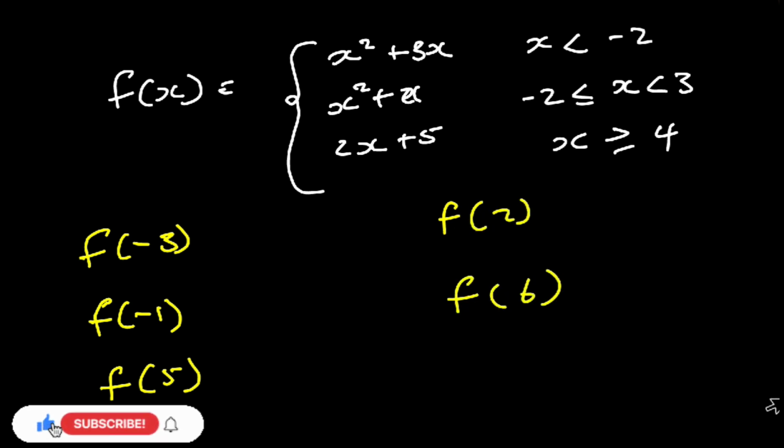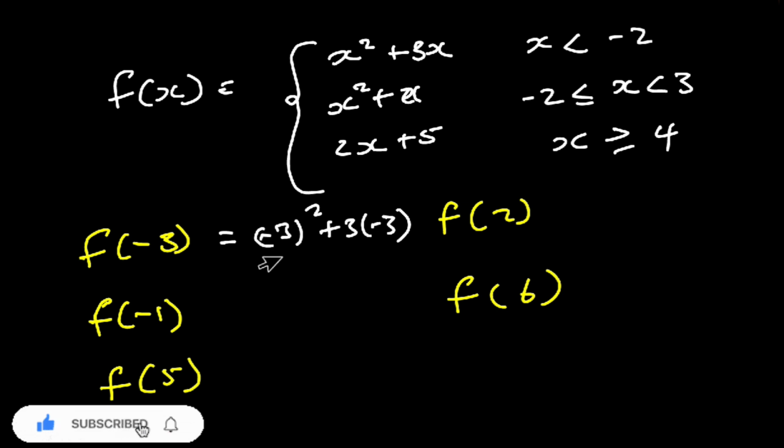So I want you to pause this video and try out this question. When you are done solving it, you can resume. So f of negative 3, when x is negative 3, which formula are we going to use here? So let's evaluate f of negative 3. So note that negative 3 falls within this range because negative 3 is less than negative 2. So we're going to plug in negative 3 into this function here. So we have negative 3 squared plus 3 multiplied by negative 3. So negative 3 squared is equal to 9, then plus and minus is minus, 3 times 3 is 9, so this is equal to 0.